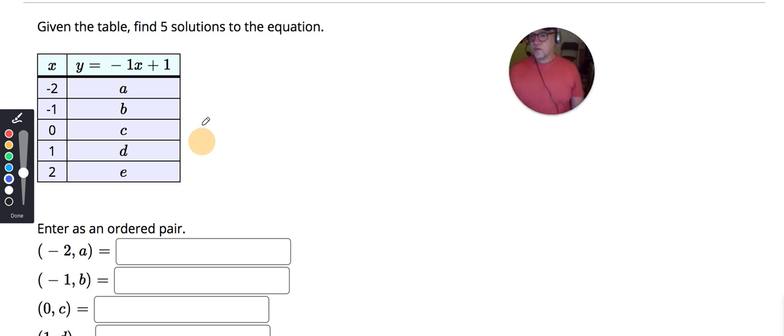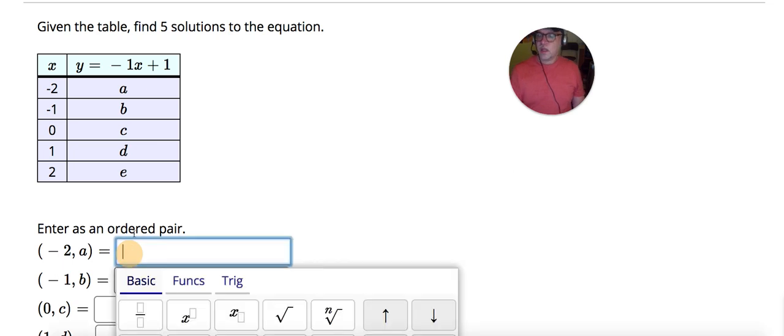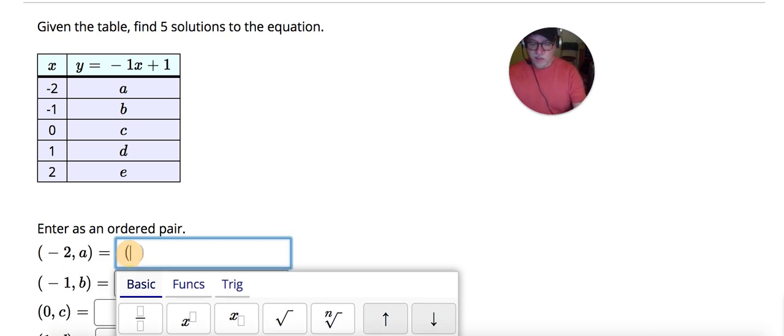Now from here it's really easy. All I do is just follow the pattern. So if I know that it's -2, the first thing I'll do is plug -2 into the equation, and -1 times -2 is 2. Negative times negative is positive, and then I'm going to add 1 to that, so that's going to give me a 3. So at -2, I'm going to have a 3.